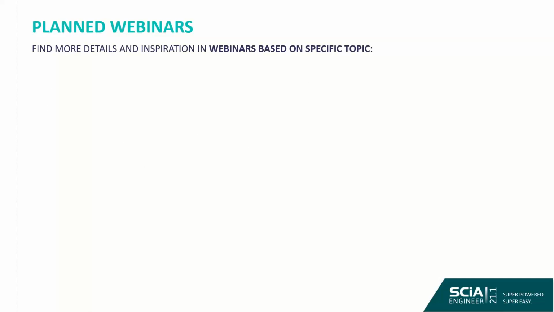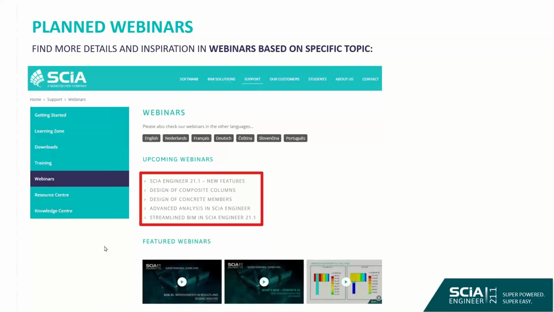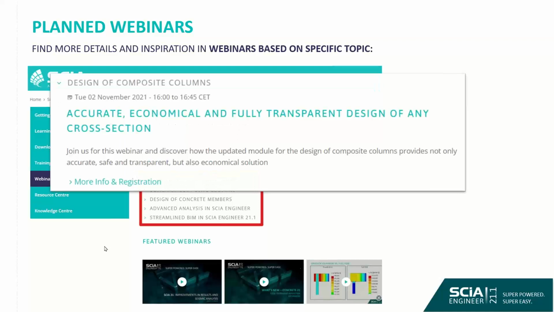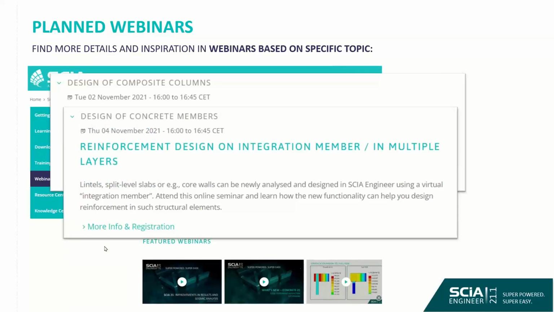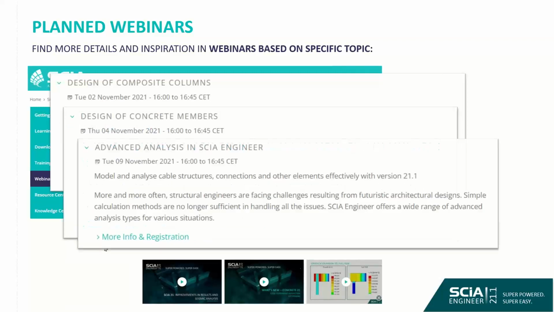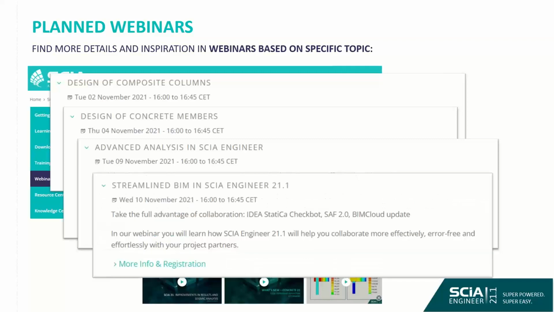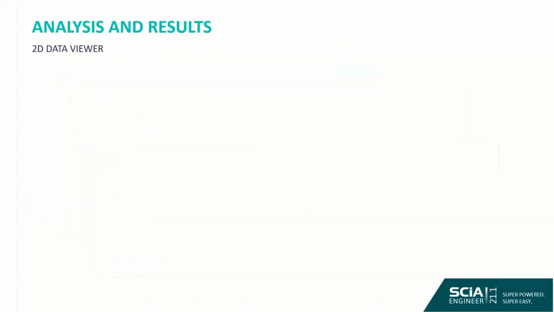Let's also have a look at planned webinars, because this webinar is the first one and some of the topics are going to be tackled by separate webinars. We are going to have a design of composite column webinar on 2nd of November, design of concrete members on 3rd of November, and advanced analysis in SCIA Engineer on 9th of November. Additionally, there will be a webinar held about BIM and BIM in SCIA Engineer, and this is also going to cover the Ideastatica connections.